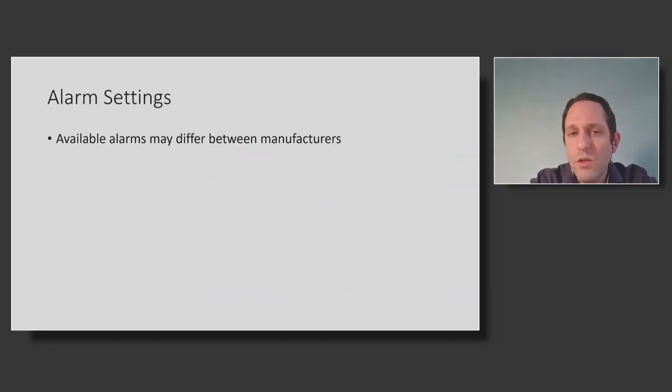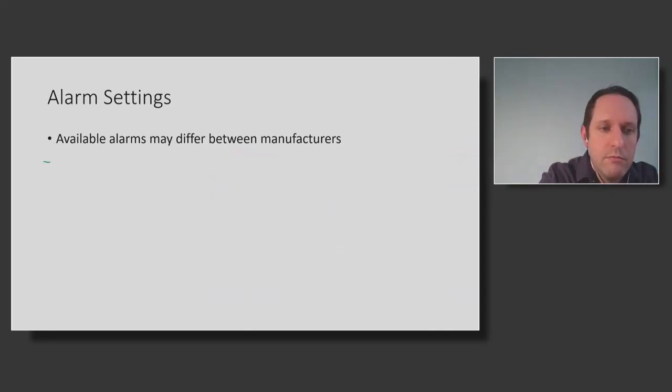So in terms of alarm settings, the available alarms may differ between manufacturers. So I can't really tell you what alarms to set because you may go to your alarm settings on your ventilator and realize that that alarm doesn't exist on this ventilator. Some ventilators have many alarms, some have very few. But the ones that are probably the most important really depend on the mode that you are in.